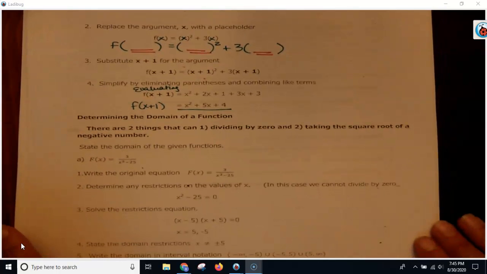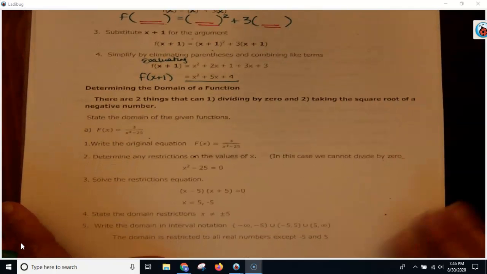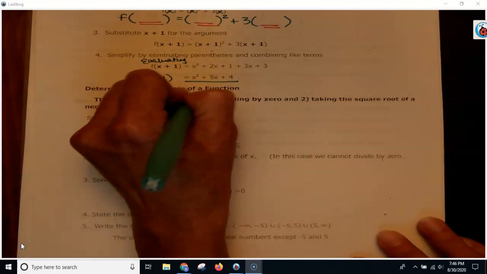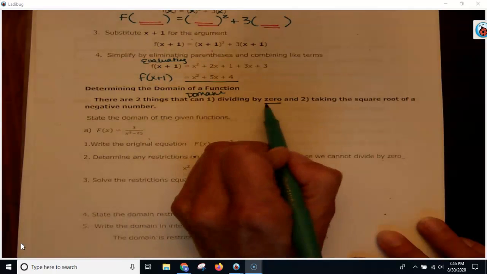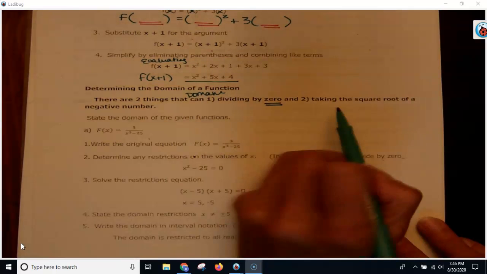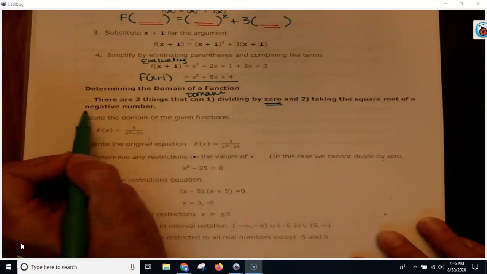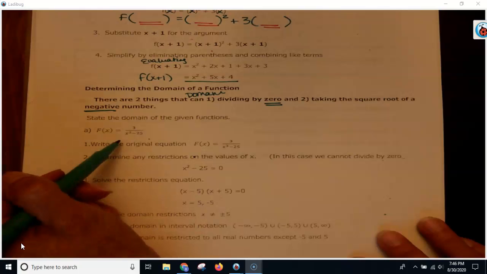Now, determining the domain of a function. There are only two things that run interference with the domain. One is dividing by 0, that's a big no-no. And the second is taking the square root of a negative number. That's a big no-no, okay? And sometimes you're taking the square root of a number that can't be 0 or a negative number because it's in the denominator. So, like this one here.